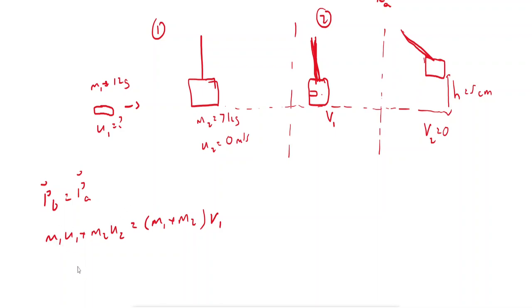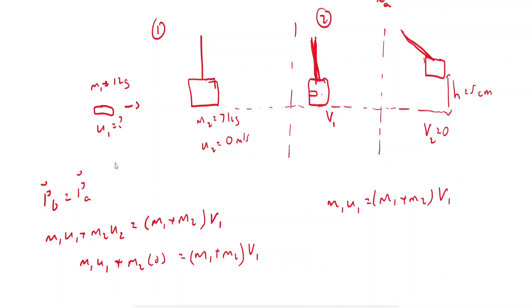Remember, we want this one. So what we have is M1 U1, M2 zero here, and then M1 plus M2, and this is V1. So this is going to be zero. What you have is a situation whereby M1 U1 is going to be M1 plus M2, times V1. We can just say this is equation one, because we don't know U1 and we don't know V1. You have one equation and two unknowns, so you're going to need the kinetic equations.